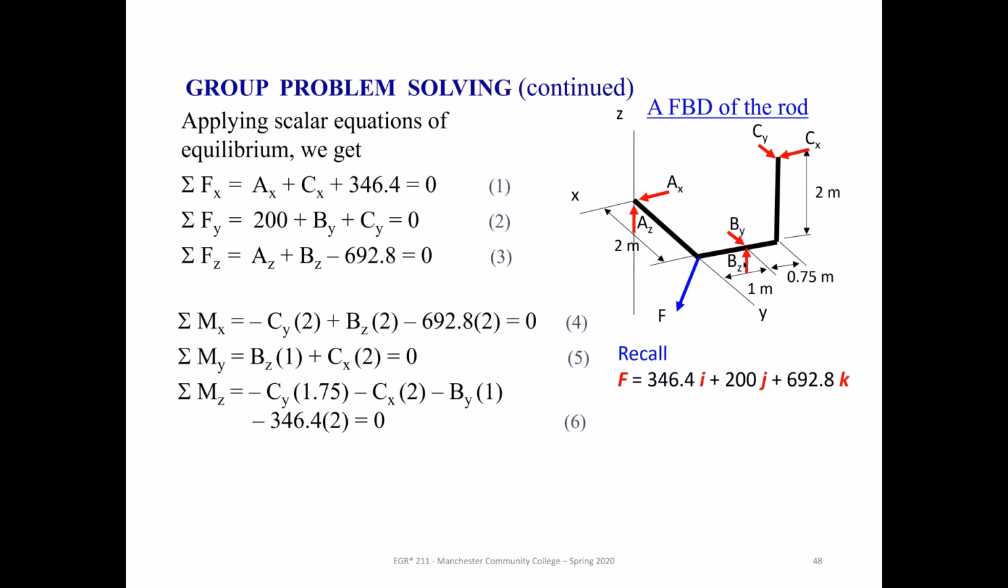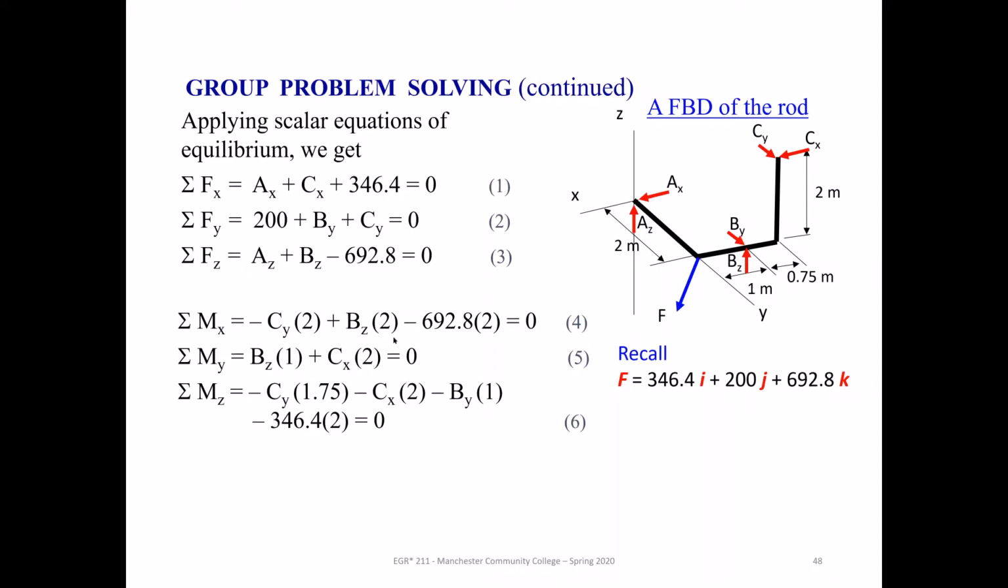contributes about it. Now this one you can see it's pushing straight up. So about the x-axis, this will be positive. So it's going to be 2 meters times the BZ. Okay, and that's what this is. Then the last one here, the minus 692.8, causes clockwise rotation about this axis, because it's going straight down here, and it's off 2 meters.